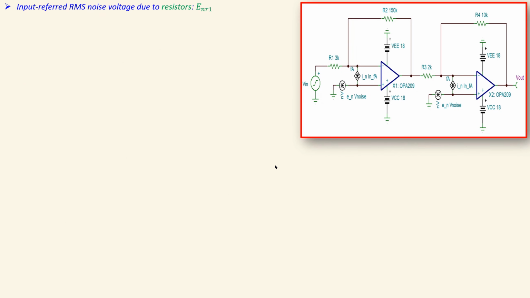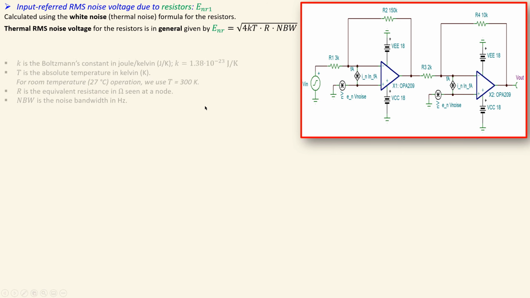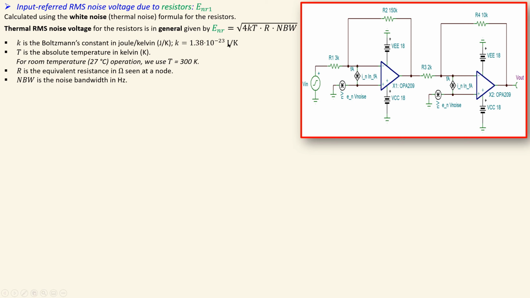Now the third one, which is just the contribution of these two resistors, is calculated using the white noise or thermal noise formula for the resistors. The thermal RMS noise for the resistors is given by this expression, the square root of 4kT R, where R is the specific resistance we're talking about, times the noise bandwidth. K is the Boltzmann constant, which is this value. T is temperature in kelvins, and for room temperature operation, let's say 27 degrees, that is a round number of 300 kelvins.